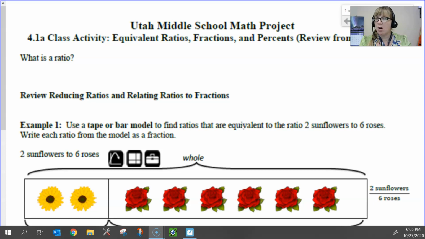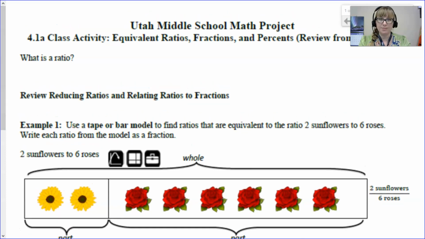Even if you are not printing the materials, you should still be taking notes. Anytime I'm writing something down, you should also be writing something down. Whenever I say pause the video, you should pause the video to do the thing that I'm asking you to do. So even if you're not printing materials, I still expect you to be following all of these directions because these are the same directions I give to the in-person students. So pause the video and answer the question, what is a ratio?